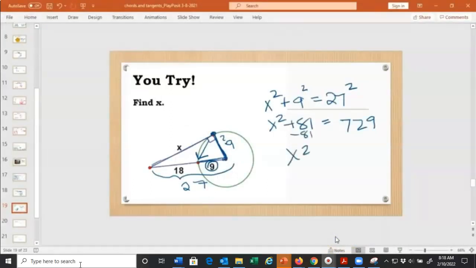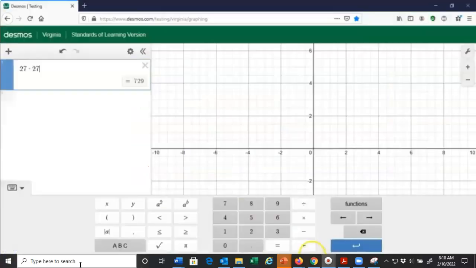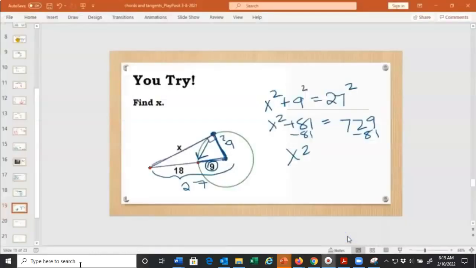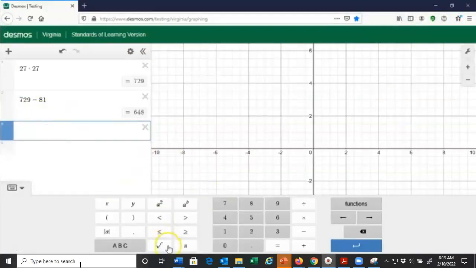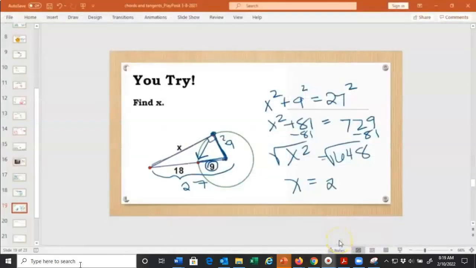So now let's keep solving for x. All right, let's go to our calculator. 729 minus 81 is 648. And now the square root of both sides. So let's see. The square root of 648 is, we'll say, 25.5. That sounds good. It didn't tell us how to round, so we'll just round it there. Units.